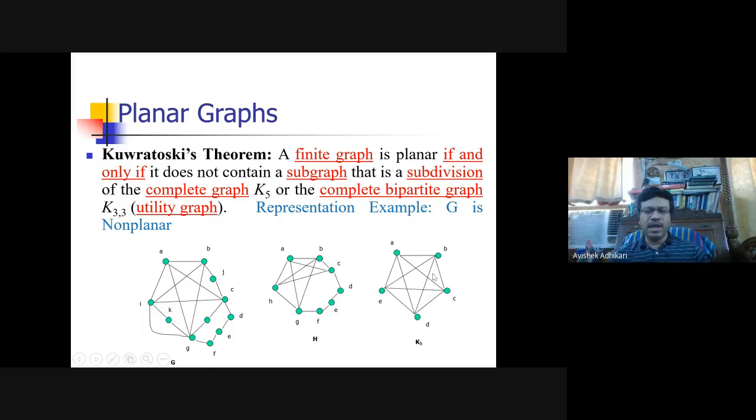What it says is that the graph either does not contain K5 or K33 in subdivision form. Then we can very easily check whether a graph is planar or not.